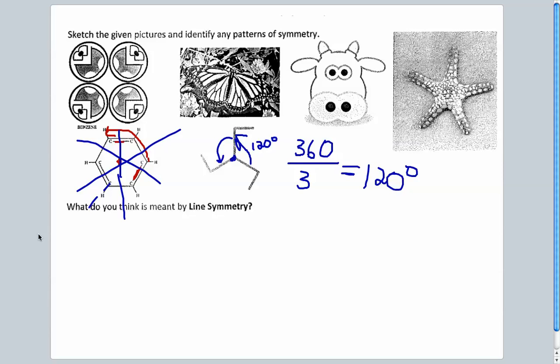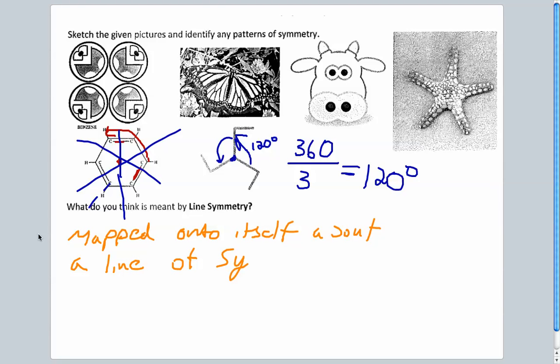So two types, line and rotation. Let's define line symmetry real quick here. The definition of line symmetry is that the picture has to be mapped onto itself about a line of symmetry. And that's it. There could be lots of them too. Remember that. There could be many.